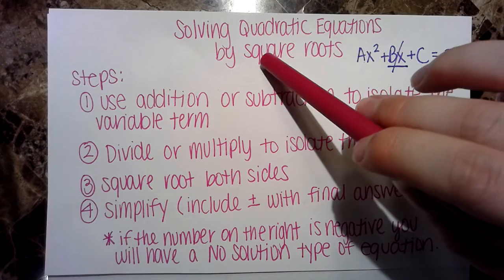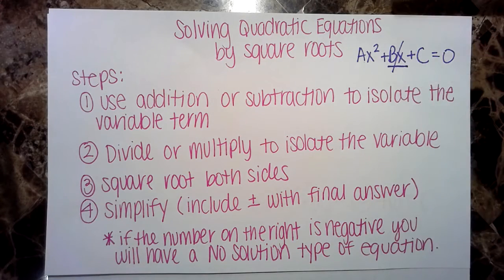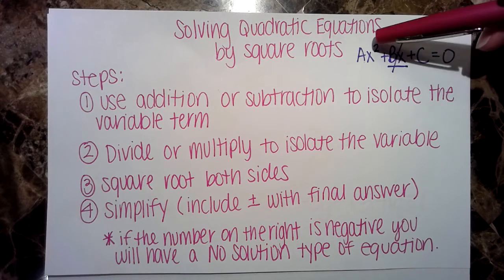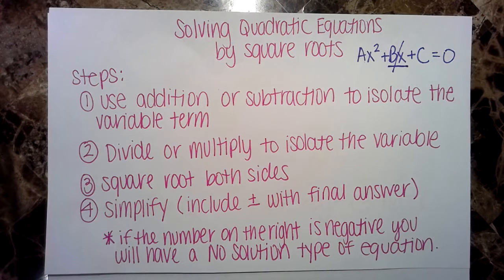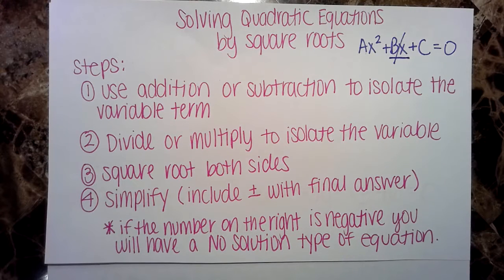The thing about solving quadratic equations by square roots is a lot of the times in these, you will not have a bx value. You will have an ax squared plus c or minus c and set it equal to 0. The idea of how you would solve is that you're going to use these following steps. So you're going to use addition or subtraction to isolate the variable term. You're going to then divide or multiply to isolate the variable. Step 3 is you're going to square root both sides to get rid of that squared value.